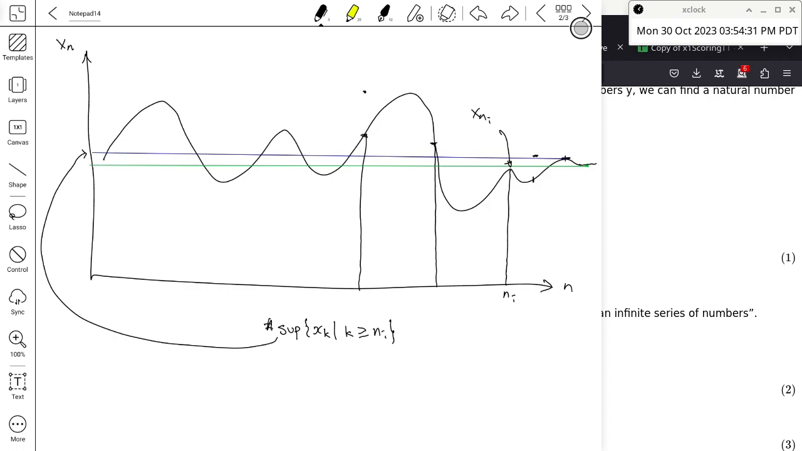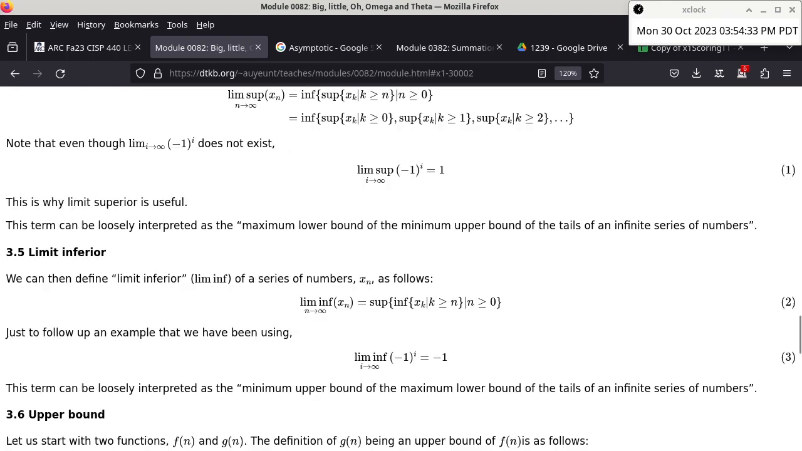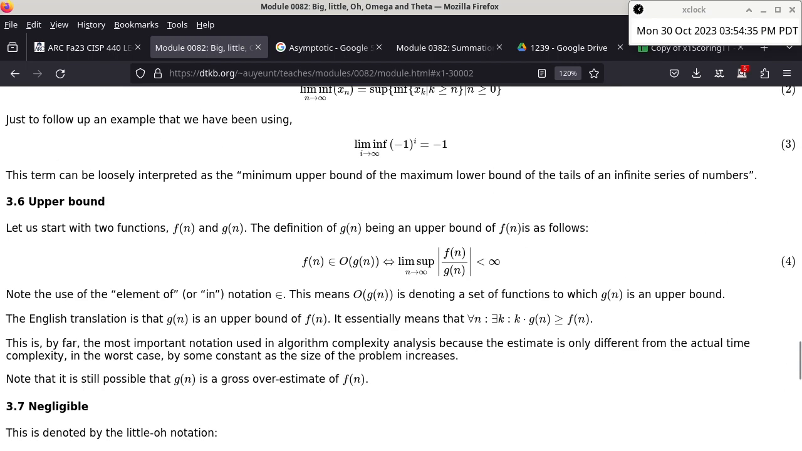All right. So now we get back to the next term, which is upper bound. Okay, and only now we start to relate to time complexity. Everything before this, from section 3.1 to section 3.5, is really just defining the vocabulary that we need in order to explain what is the upper bound of a particular time complexity. So the upper bound is using what we call the big O notation.